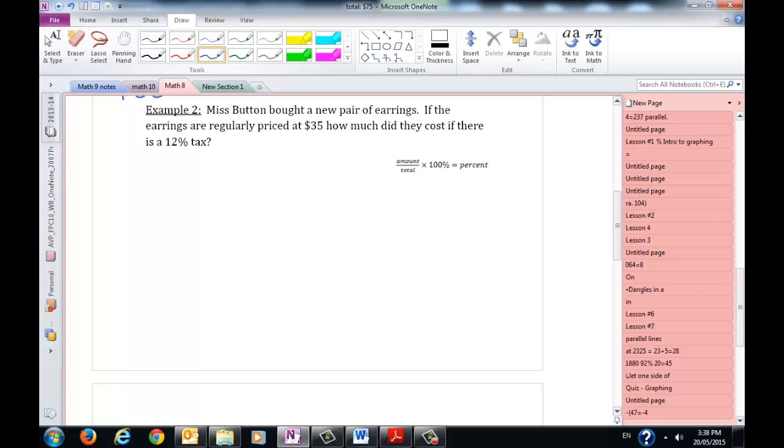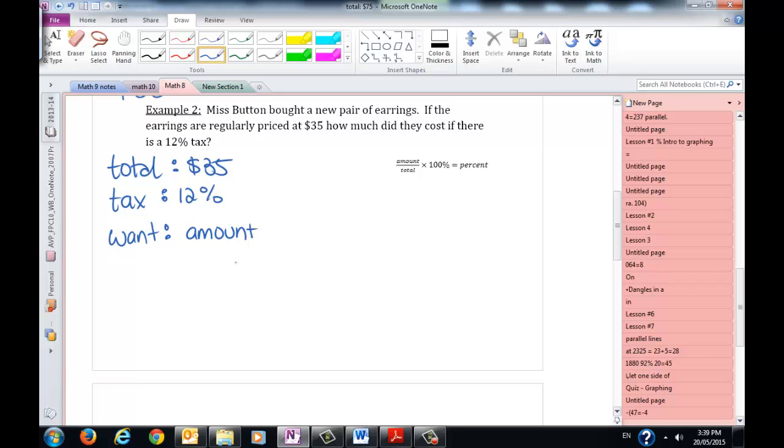So we know the total price of the earrings is $35. We know the tax is 12%. I want to know the amount paid for the earrings. Now, before we set this up, we have to think about what's happening here. I want to know the amount of the earrings, so the $35 plus the tax.